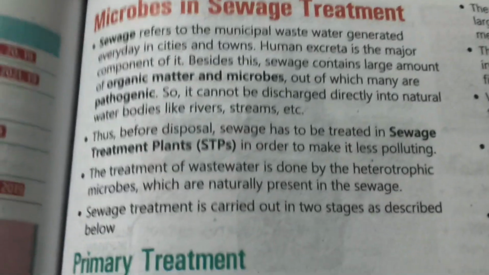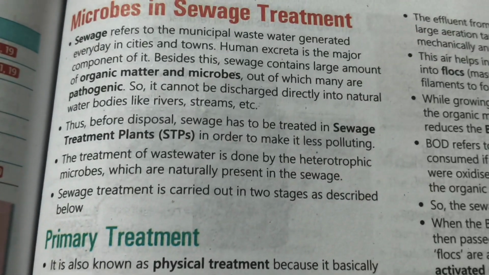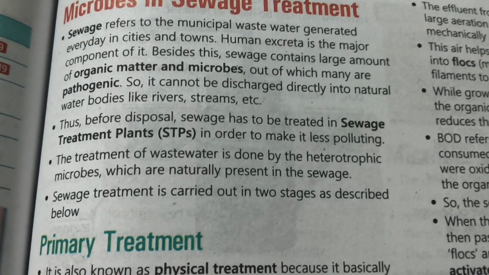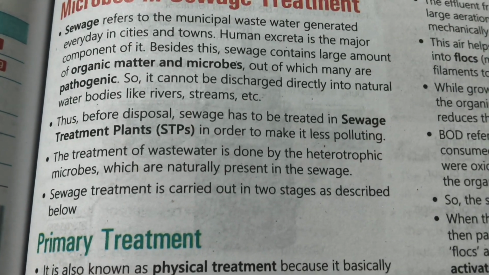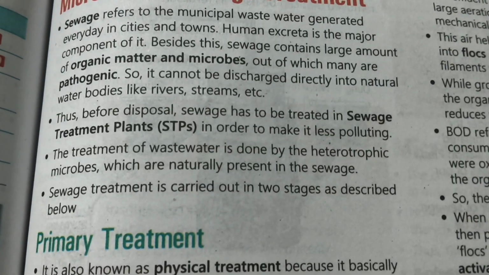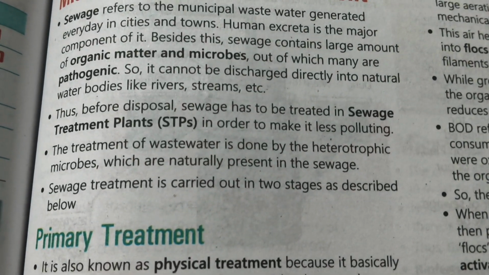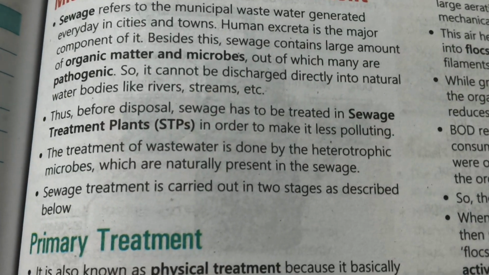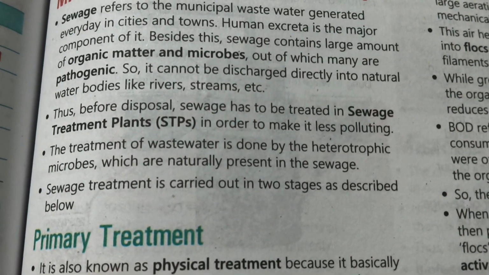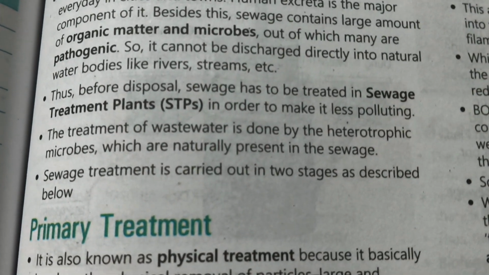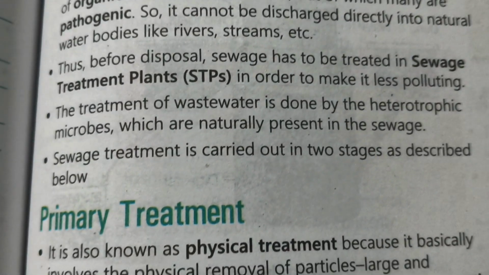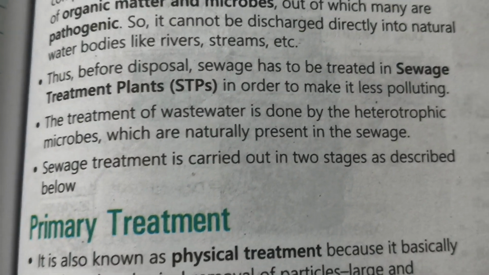Microbes in sewage treatment. Sewage refers to the municipal wastewater generated every day in cities and towns. Human excreta is the major component of it. Besides this, sewage contains large amounts of organic matter and microbes, many of which are pathogenic. So it can't be discharged directly into natural water bodies like rivers, streams, etc. Thus, before disposal, sewage has to be treated in sewage treatment plants.